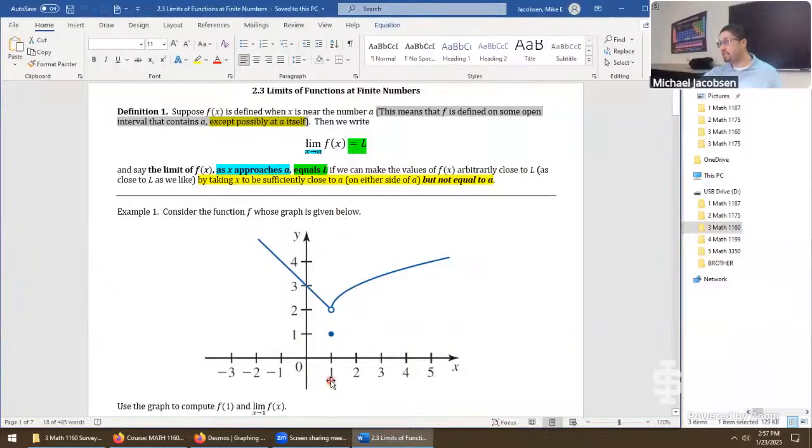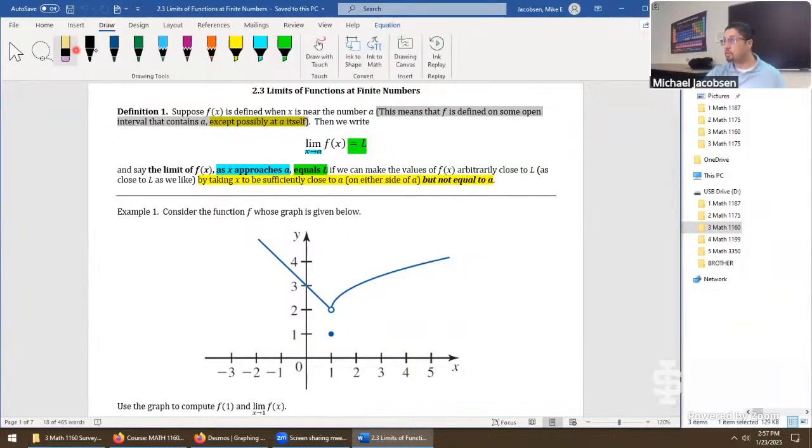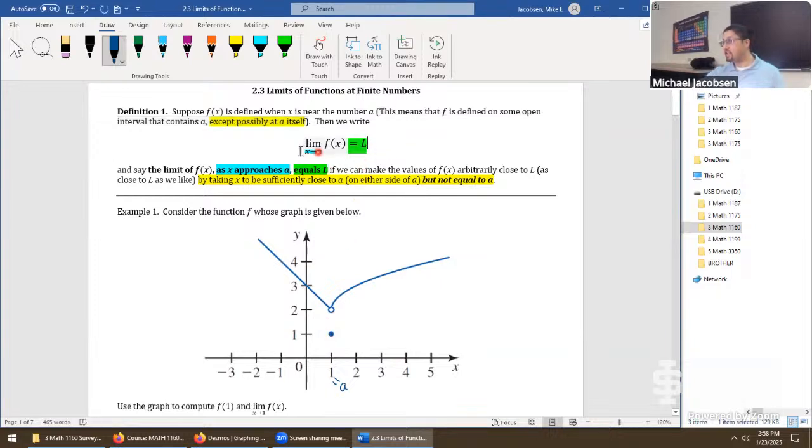So just like this function right here, think of the one down below as the a in the problem. This dot right here says that f of 1 is 1, but that could be removed entirely, and we can still take on this limit. The limit says, as x goes to a, the values of the function f of x will be getting closer and closer to a value of L. So if we can make the values of f of x as close to L as we like, by taking x sufficiently close to a, then that limit exists and comes out as L.